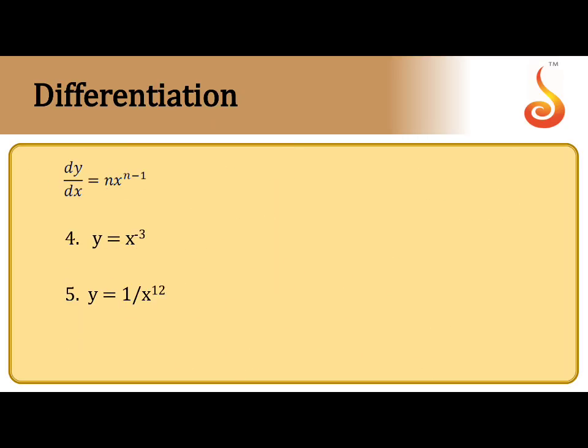Two more equations to understand this better. If y equal to x power minus 3, then your dy by dx is equal to minus 3 into x power minus 3 minus 1. Wherever n is there, I have to put n equal to minus 3. This will become minus 3 x power minus 4.